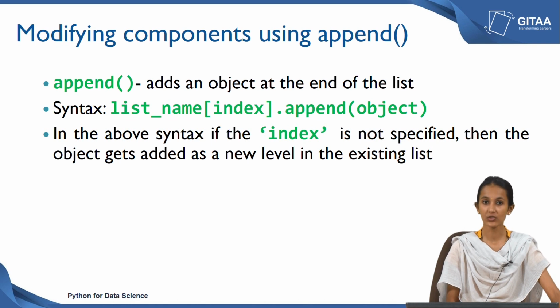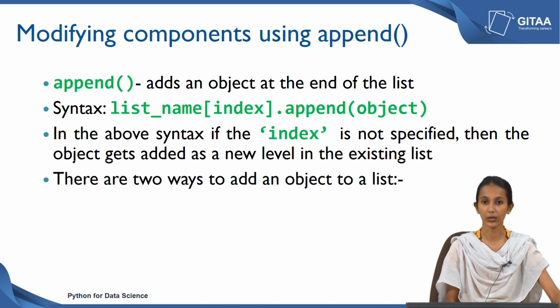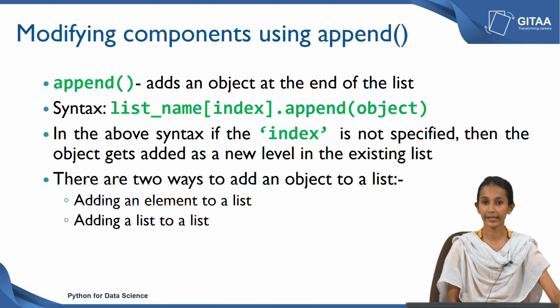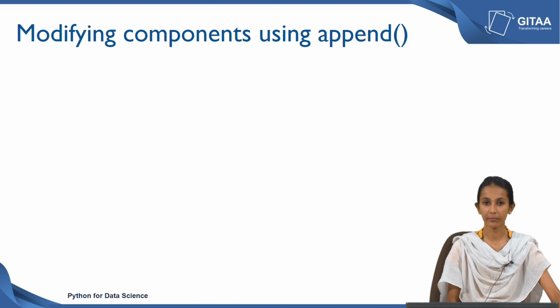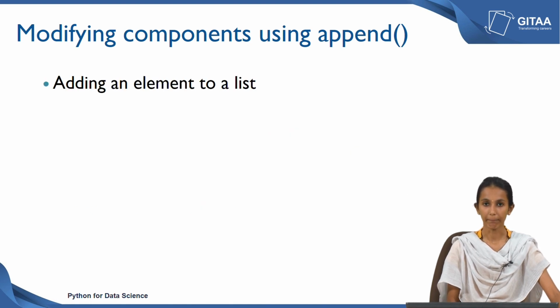If the index is not specified, the object gets added at a new level in the existing list. There are two ways to add an object to a list. First, you can add an element to a list. Second, you can add a list to a list, which is called concatenation of a list. First we will see how to add an element to a list using the append method.